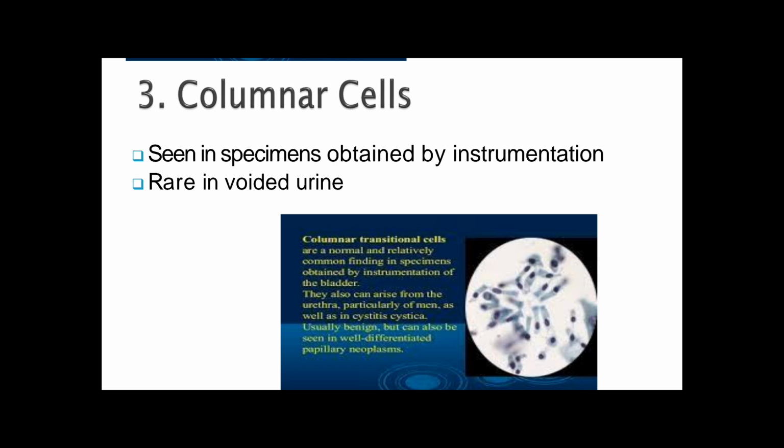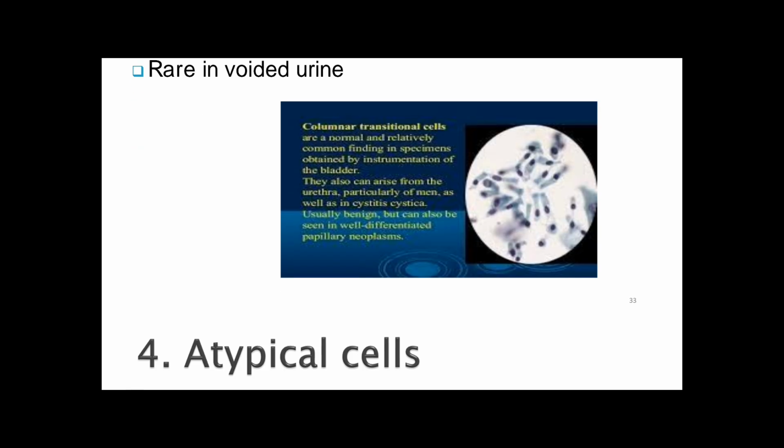So the condition where we can see them first is if the bladder and urinary tract are normal. During the instrumentation we can see this columnar cell, but in other catheterization samples or voided samples we cannot see these columnar cells. Other than instrumentation, if the columnar cell is present, we can conclude this is papillary neoplasm, right? So here you can see that these are column-like cells. We can see the nucleus eccentric on one side.